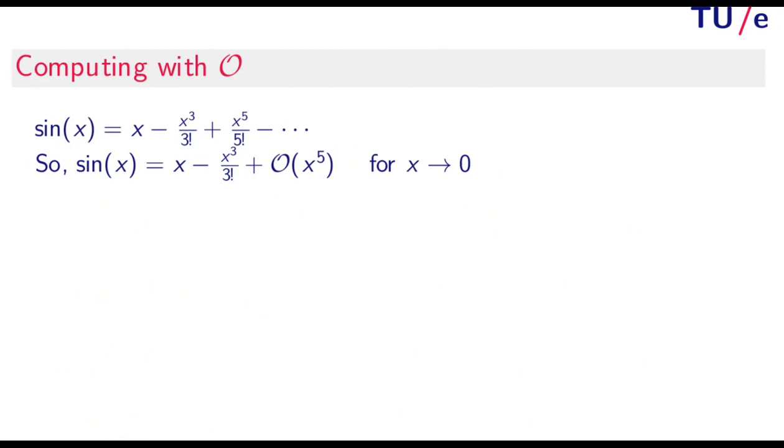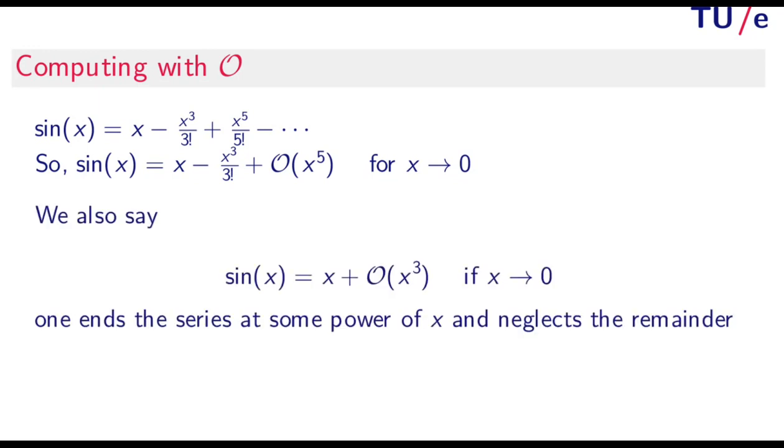Here we show you how you can compute with this big O. We know that the sine of x is equal to x minus x cubed divided by 3 factorial, and so on. And that the sine of x is x minus x to the power 3 divided by 3 factorial plus big O of x to the power 5 for x approaching 0. Sine of x is also x plus big O of x to the power 3 if x goes to 0. We just end the power series somewhat earlier.